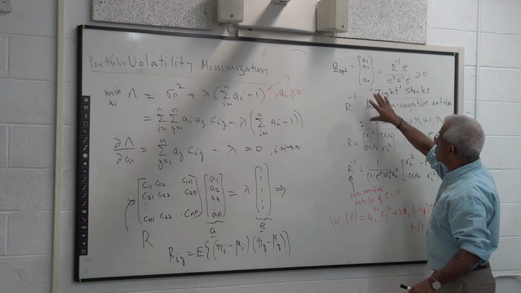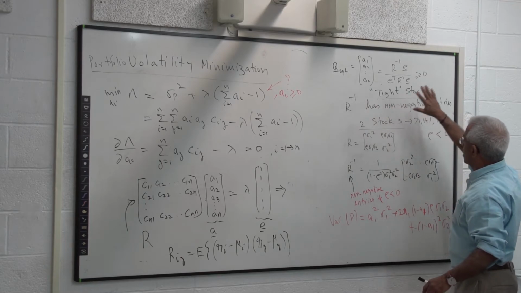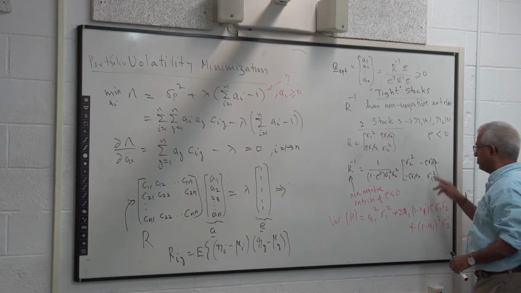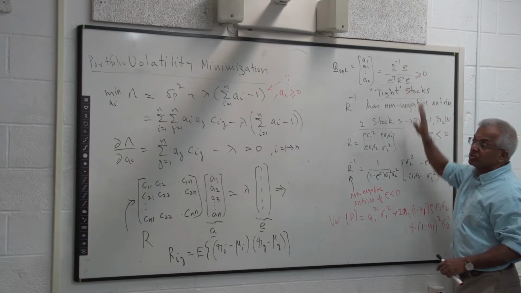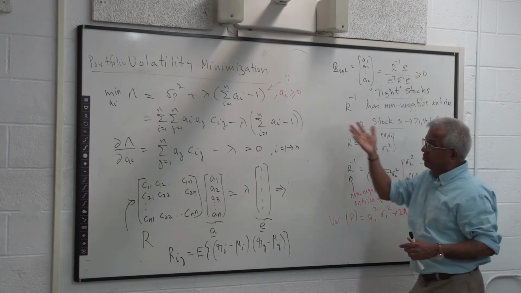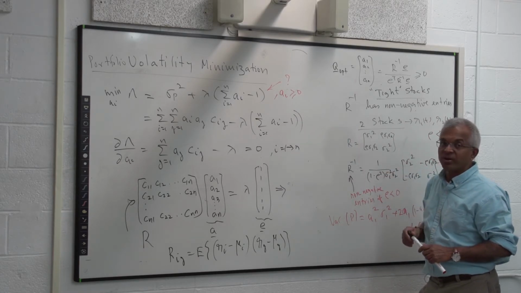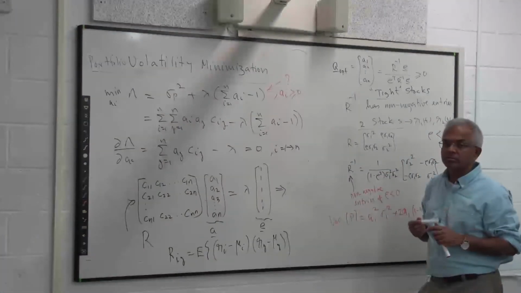So if you want to minimize the variance, if rho is negative, then the optimum solution is given by here. Otherwise you have to go through linear programming techniques to find the suboptimal solution.